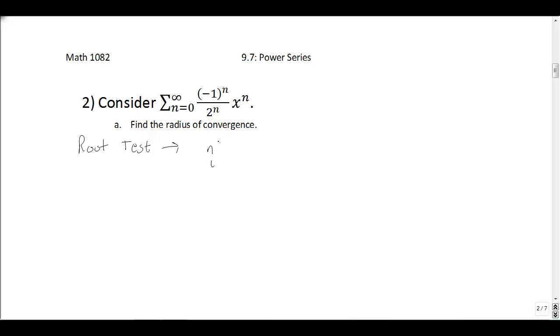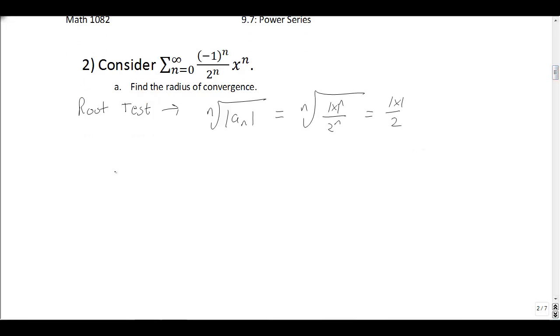So what I do is I take an nth root of really the absolute value of a_n. That absolute value is going to get rid of the negative 1 to the n. So this is an nth root of absolute value x to the n over 2 to the n. And that, after you take the nth root, is going to give you absolute value x over 2. Really, I want that to be less than 1 for convergent, greater than 1 for divergent. So if that was less than 1, let's just solve this. You get absolute value x less than 2.